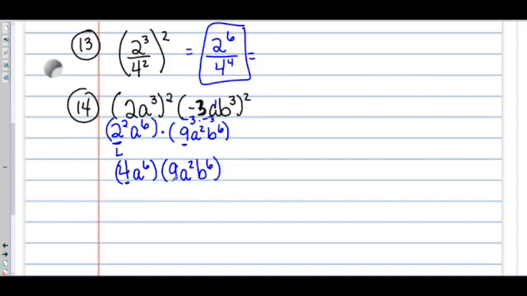Okay, so we have to multiply the coefficients. 4 times 9 is 36. And then we're going to multiply the same bases here. When you multiply, you add your exponents. So you end up with a to the eighth power. And then b is alone, so you just bring it down, b to the sixth power. And here is our final answer.